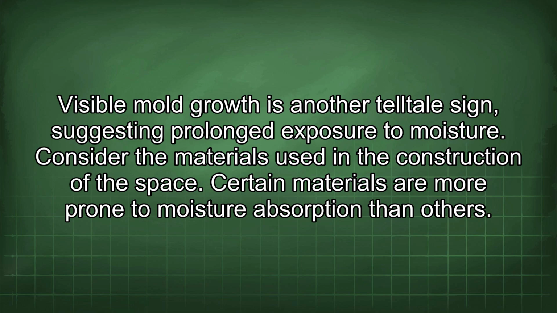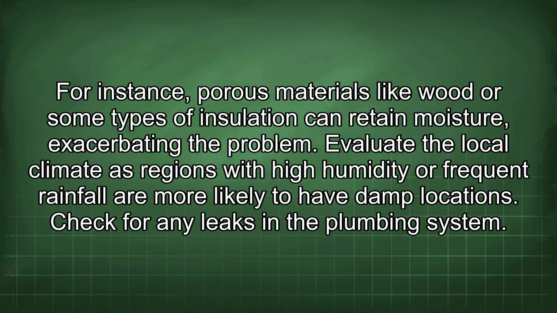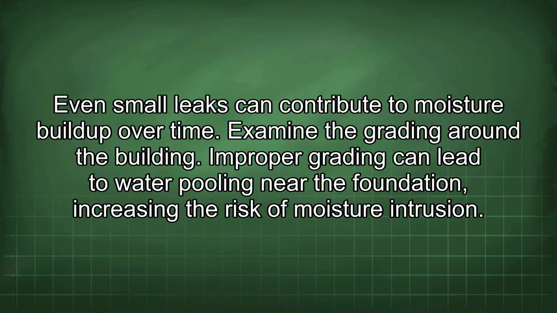Consider the materials used in the construction of the space. Certain materials are more prone to moisture absorption than others. For instance, porous materials like wood or some types of insulation can retain moisture, exacerbating the problem. Evaluate the local climate, as regions with high humidity or frequent rainfall are more likely to have damp locations. Check for any leaks in the plumbing system. Even small leaks can contribute to moisture buildup over time.